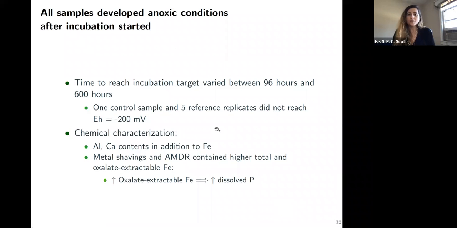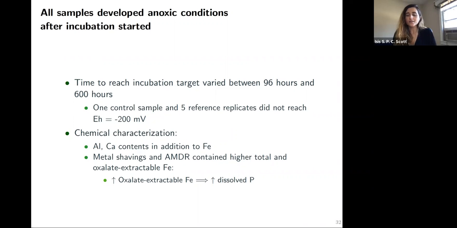All samples developed anoxic conditions once the incubation started, but the time to reach the incubation target of minus 200 varied between 96 and 600 hours. And I thought it was interesting that one control sample and 5 reference replicates out of 12 reference replicates did not reach the EH of minus 200 millivolts. These were the only ones that did not reach, and all of them didn't have sugar in them.